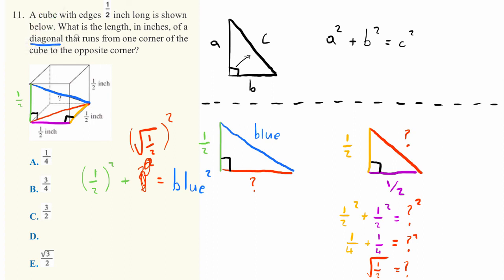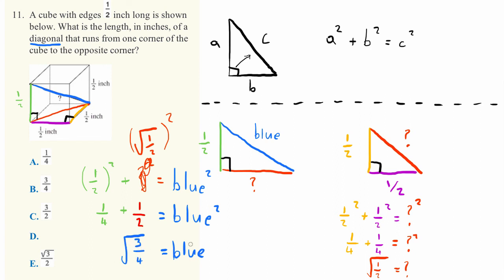Now we just have the same operation to do. 1/2 squared is 1/4. Then we add to it the square of a square root, which is just the number itself, so the square root of 1/2 squared is simply 1/2. That is equal to the length of blue squared. Adding together 1/4 plus 1/2 gives 3/4. If we take the square root of that, we have the length of blue, which is the square root of 3/4. And the answer is, oh wait, we're not quite there yet.